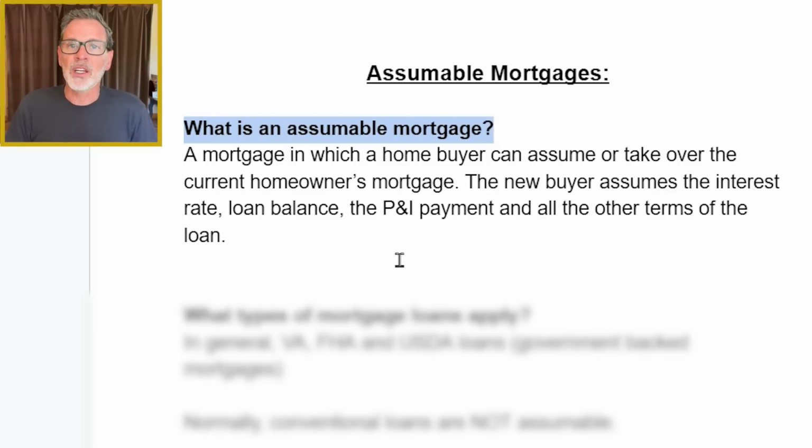So first, what is an assumable mortgage? This is a mortgage in which the home buyer can assume or take over the current homeowner's loan. The new home buyer assumes the interest rate, which of course will potentially be much lower than current rates today. They will also assume the loan balance and also the P&I payment, or the principal and interest payment of the current homeowner, and all their terms of the current loan.